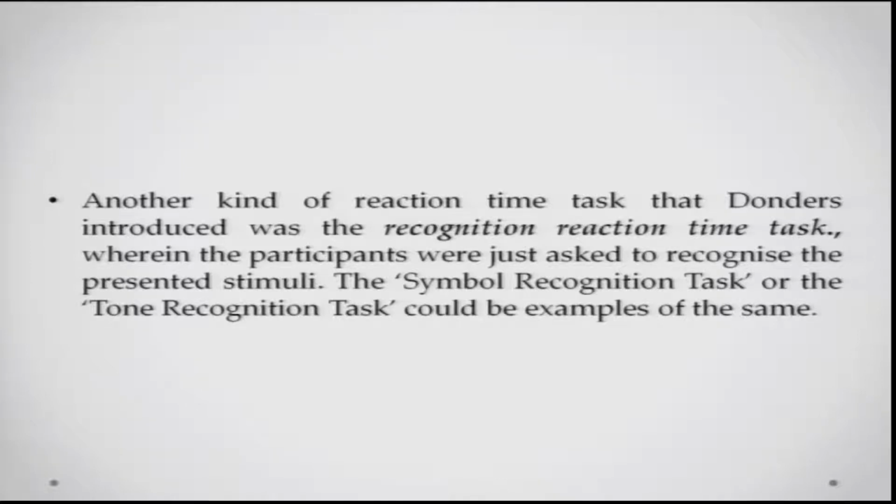Now, another kind of reaction time task that Donders introduced was the recognition reaction time task. In this kind of task, the participants were asked to recognize what kind of stimulus was presented. In the simple reaction time task, they were just asked to press a key when a particular stimulus was detected. Here they were asked to determine what that stimulus was. For example, to determine whether a particular symbol was presented. Let us say I ask you to determine K among a set of different letters; that is an example of a symbol recognition task. This task is slightly more difficult than the simple reaction time task.